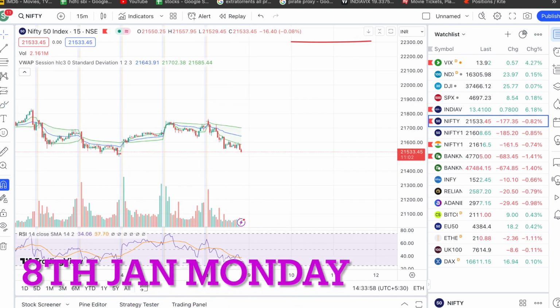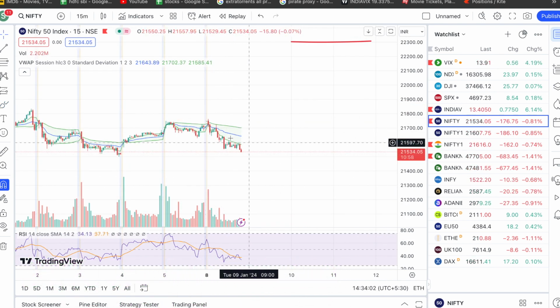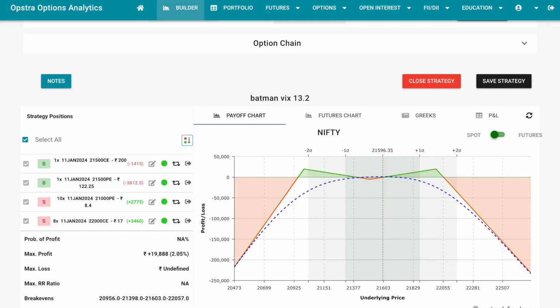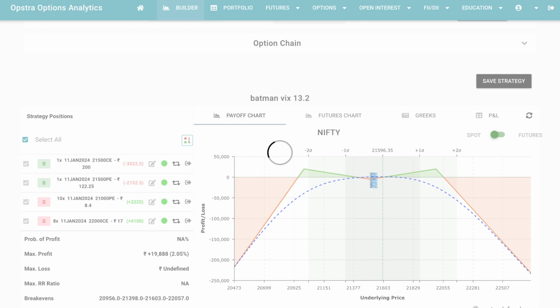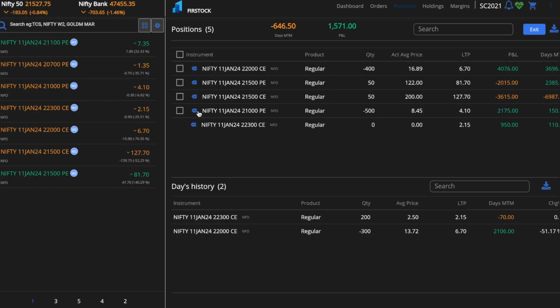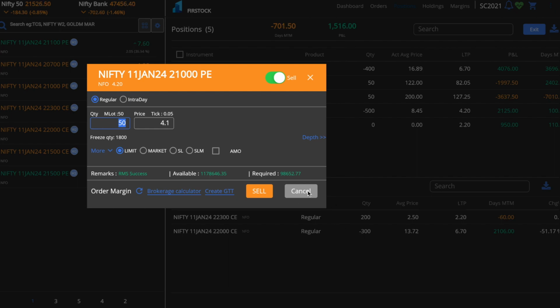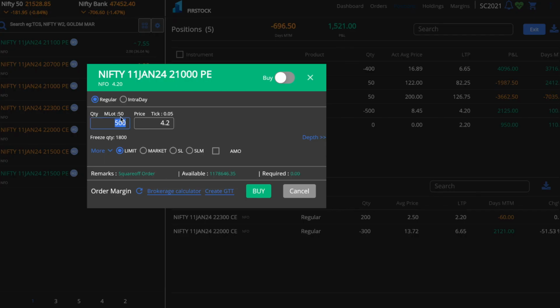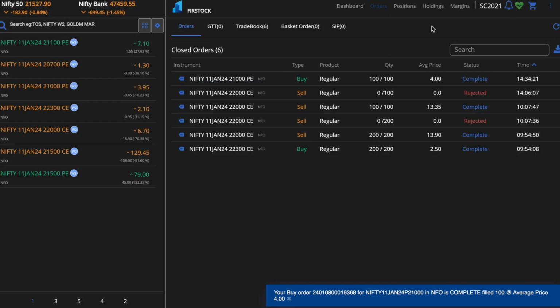Hello guys, welcome back. So again we are on Monday 8th of Jan, and I think there is some weakness in the market. What we'll do, we'll create a balance stuff over here. So the balance of our strategy would be basically to reduce this 100 quantity from here, and that would be like exiting 100 at 4. So here we go ahead, exit this 100, and limit is 4.2. Let's buy it and get done with it.